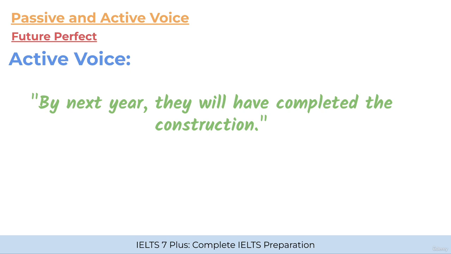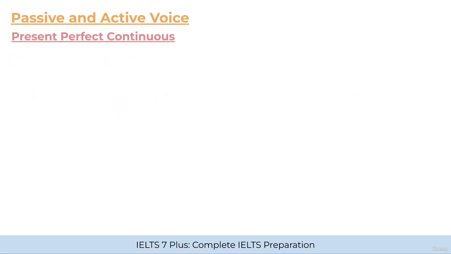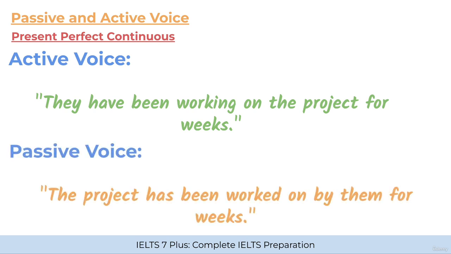Future perfect now, active voice. By next year, they will have completed the construction. So we've got an interesting sentence here with the prepositional phrase by next year. Let's see what you want to do for passive voice. You can keep that phrase and you can say, by next year, the construction will have been completed by them. So you can see how we've just changed the object, but we've kept that initial phrase there. Okay, present perfect continuous now, active voice. They have been working on the project for weeks. How would this change? The project has been worked on by them for weeks.